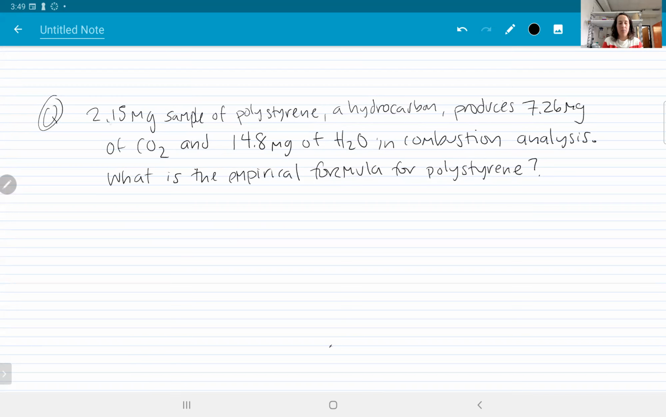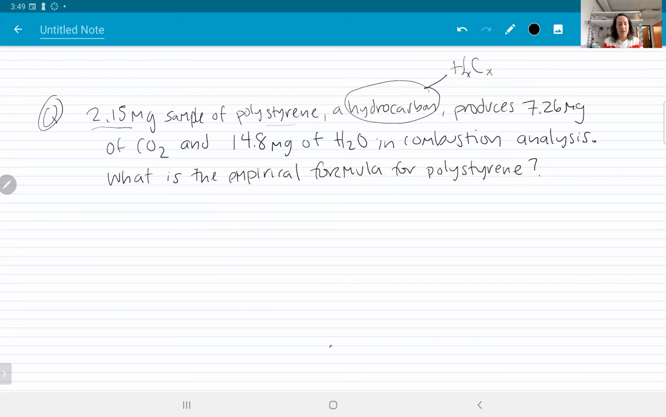A 2.15 milligram sample of polystyrene, a hydrocarbon. Breaking down that word, it means it's only made up of hydrogen and carbon atoms. So a hydrocarbon is hydrogen to something, carbon to something.